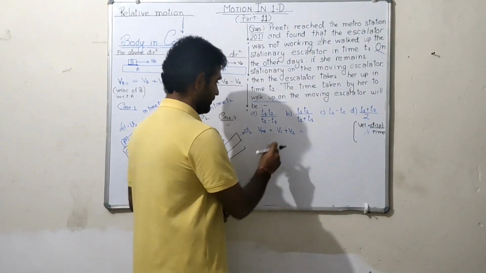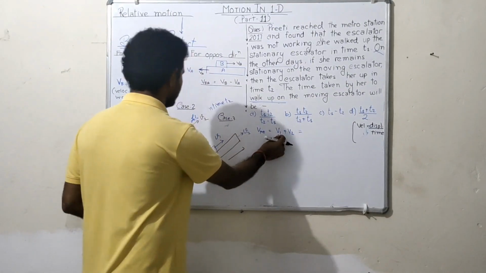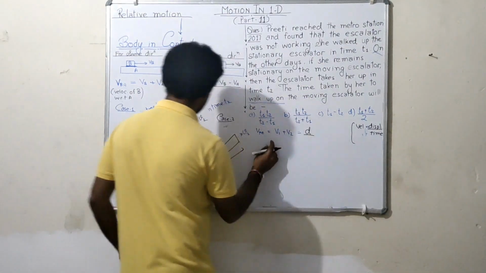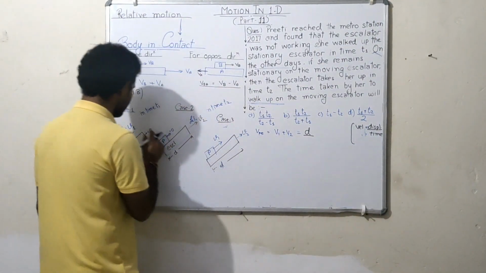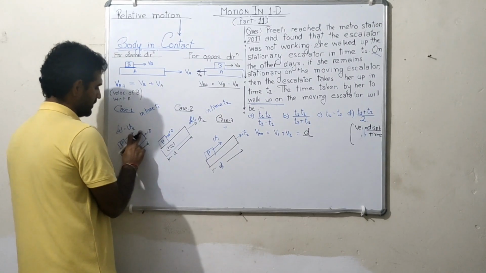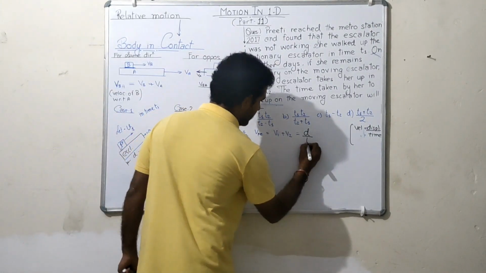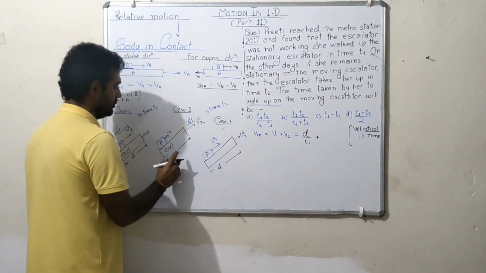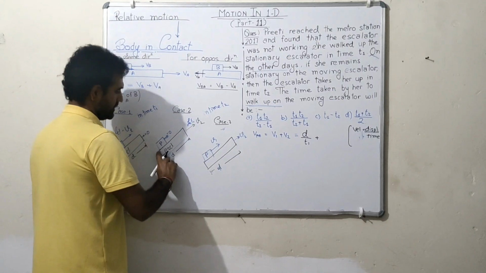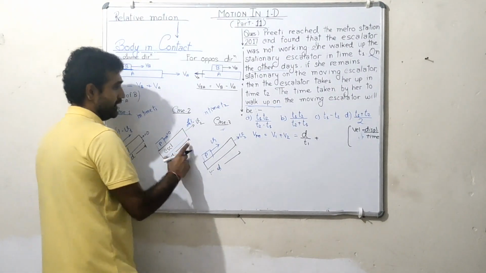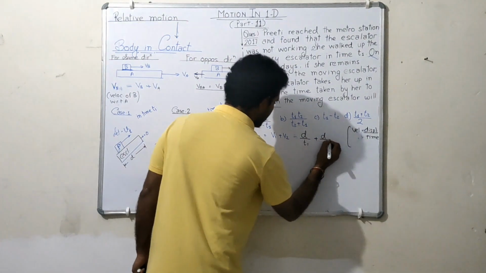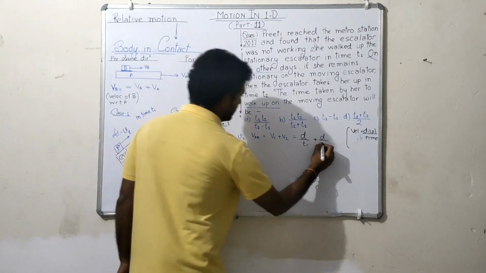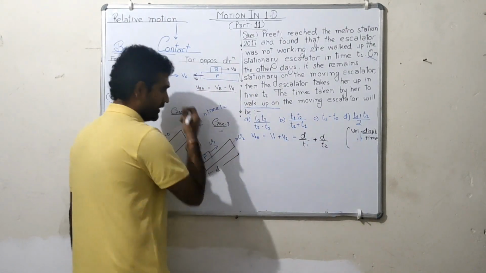Right. So velocity here, what will be the displacement for v1? It will be d, the displacement for Preeti. And what will be the time taken by Preeti to walk the distance? It is t1. So d upon t1 plus, for v2, the distance covered by the accelerator will be d. So this is d upon the time taken by the accelerator, which is t2. So this is the net velocity.